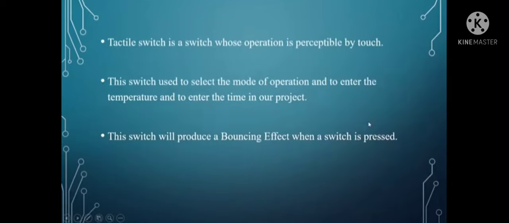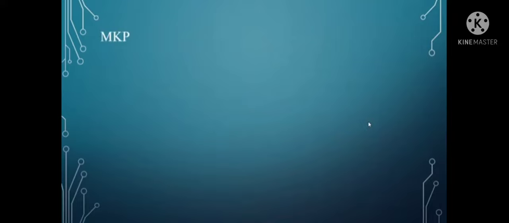Next, what is the tactile switch? A tactile switch is a switch whose operation is perceptible by touch. The switch is used to select the mode of operation and to enter the time and temperature in our project. This switch will produce a bouncing effect when we press the switch.